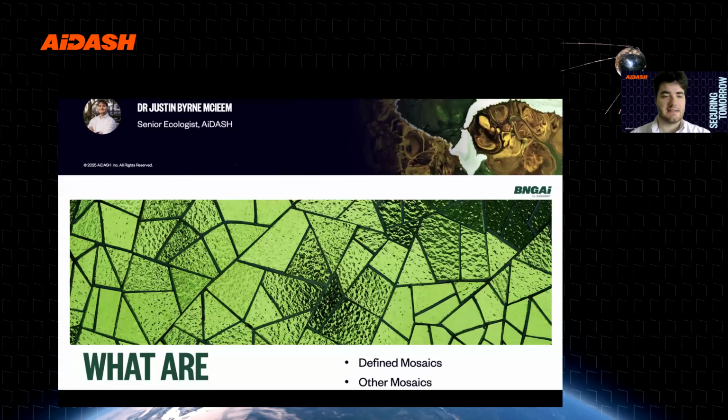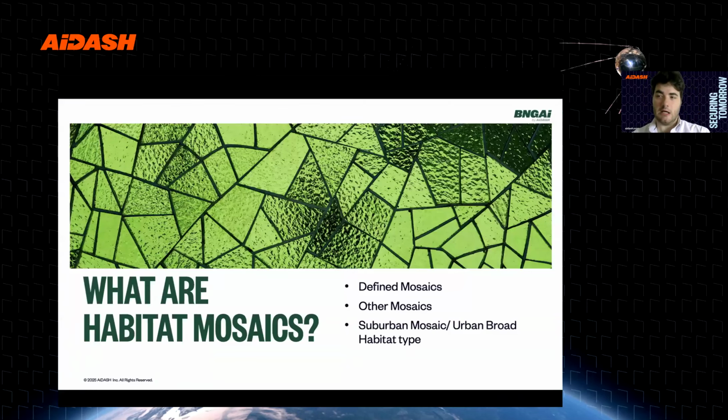What are habitat mosaics? There are three types of habitat mosaics in the biodiversity statutory metric. There are what we call the defined mosaics, there are other mosaics, and then there's the suburban mosaic slash urban broad habitat type, as it's called in the current version of the metric. And these three different types of habitats are used for very different purposes, and they have different rules that apply to them in terms of how you map them.